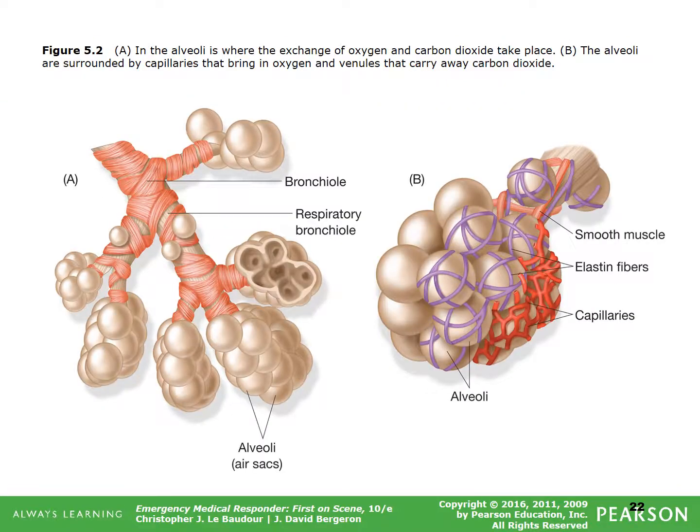In this slide, in Figure A, you'll see the alveoli is where the exchange of oxygen and carbon dioxide takes place. On the right half of the slide, in Figure B, the alveoli are surrounded by capillaries that bring in oxygen and venules that carry away carbon dioxide.